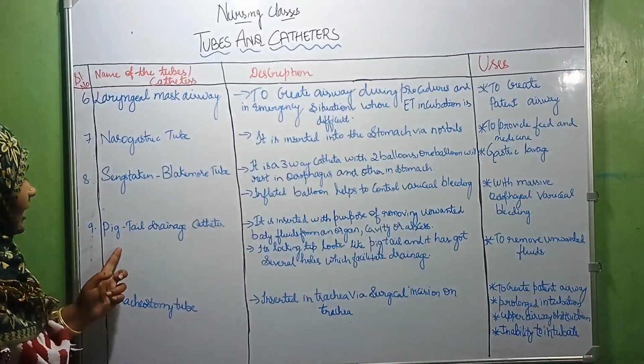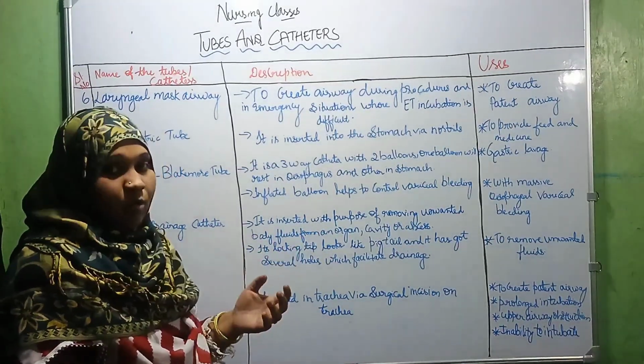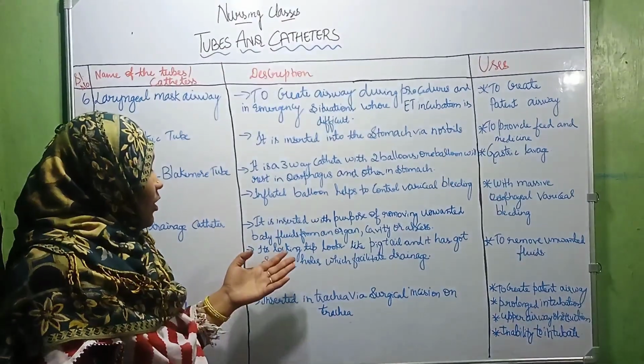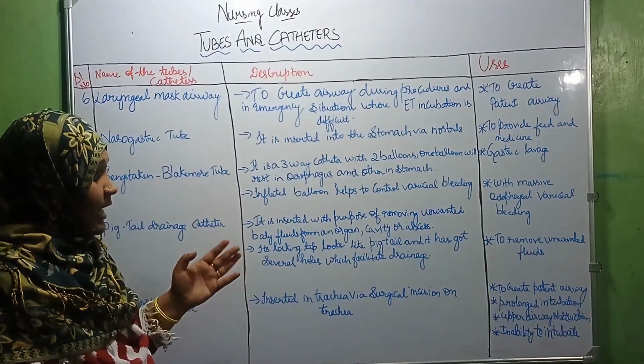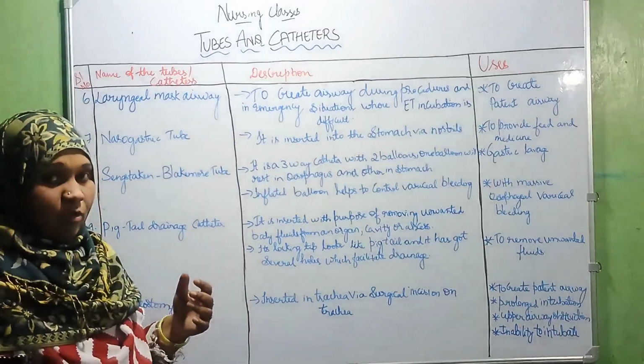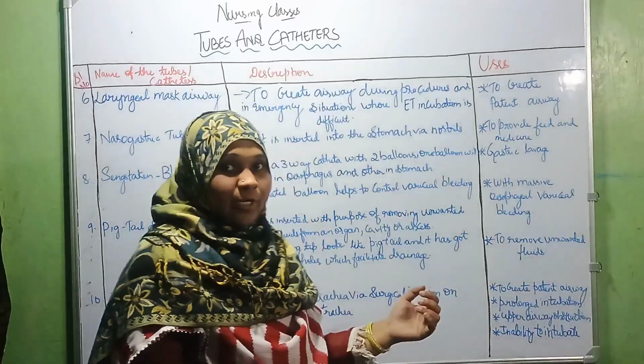So next is a pigtail drainage catheter. It is inserted with the purpose of removing unwanted body fluids from organ cavities or abscess. Its locking tip looks like a pigtail and it has several holes which facilitate drainage. The main use is to remove the unwanted fluids.